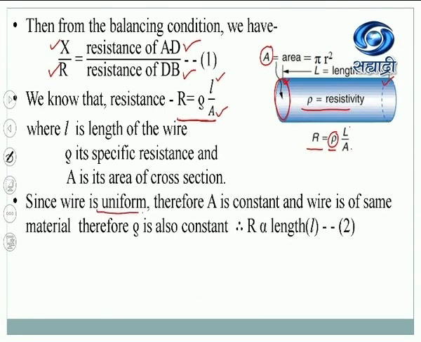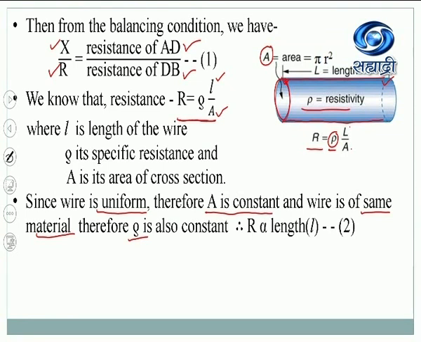Now, since the wire is uniform, uniform means what? There is no change in the breadth or the thickness of the wire, we can say. This is same, wire is uniform. Therefore, what is constant? A is constant, cross-sectional area is constant. And wire is of the same material. For example, this wire is of, say, copper. Then its specific resistance rho is same because it is the property of the material of the wire. Suppose that wire is of aluminum, so that rho will change.